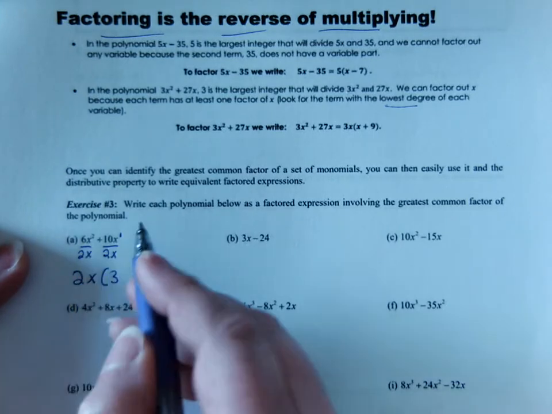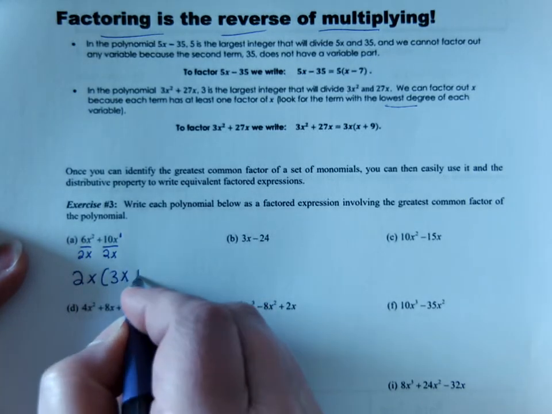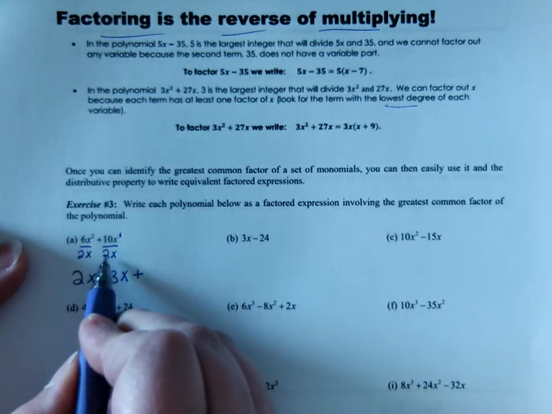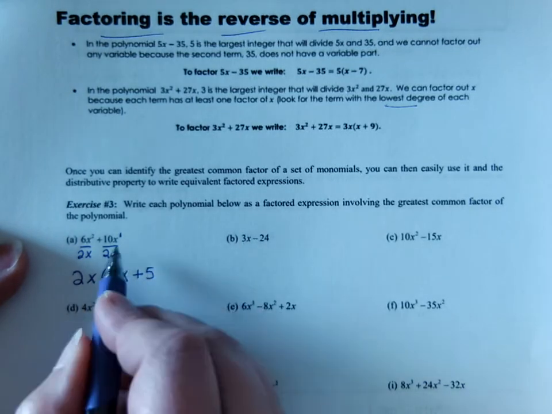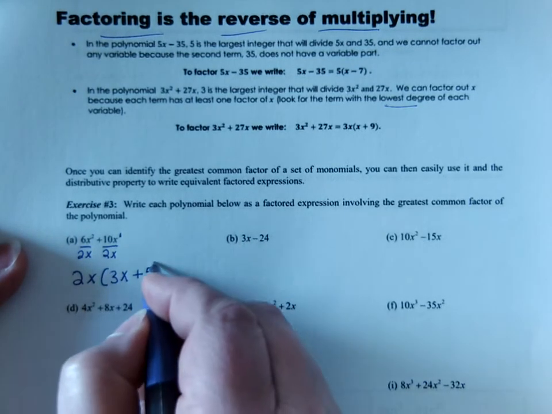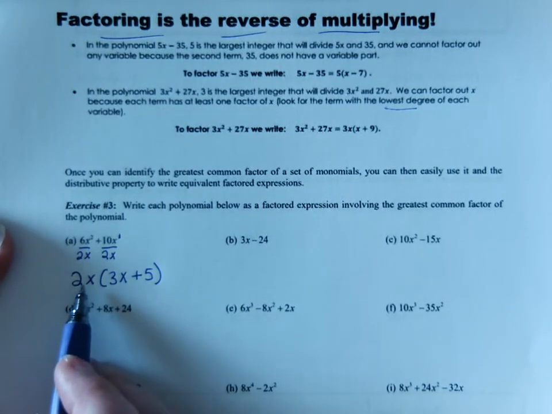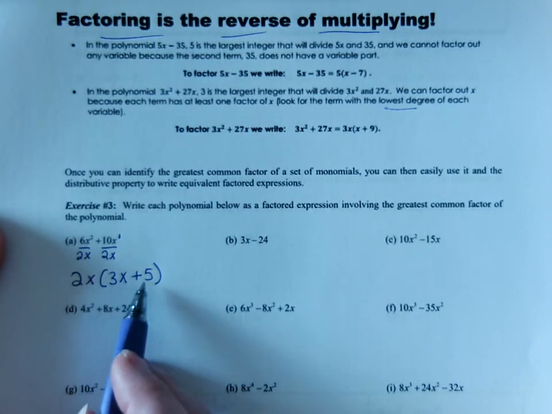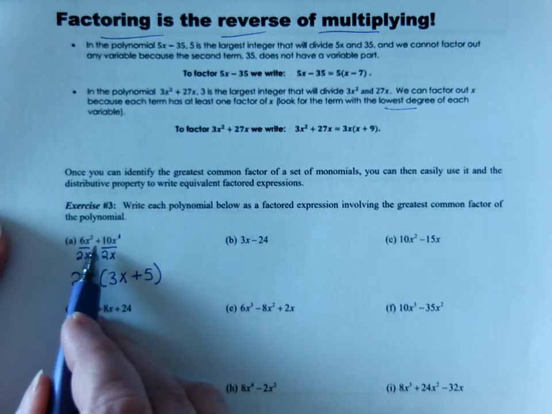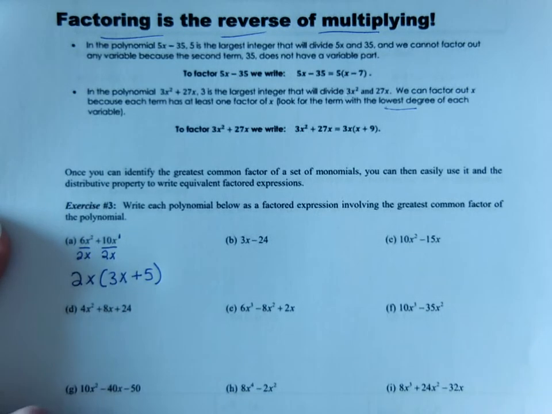X squared divided by x is x, plus 10 divided by 2 is 5, and x divided by x, they cancel out, and that's what we're left with. So if we were to distribute 2x to 3x plus 5, we would end back up at 6x squared plus 10x. Let's try the next one.